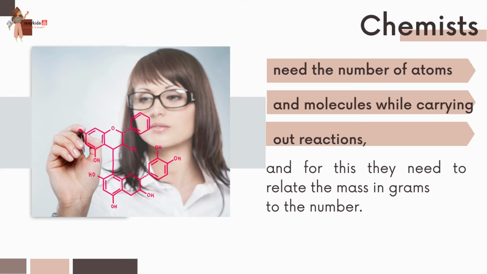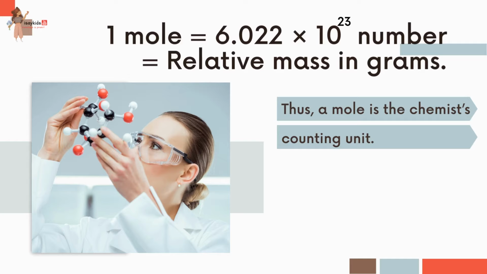Chemists need the number of atoms and molecules while carrying out reactions, and for this, they need to relate the mass in grams to the number. It is done as follows. 1 mole is equal to 6.022 × 10^23 number, relative mass in grams. Thus, a mole is the chemist's counting unit.